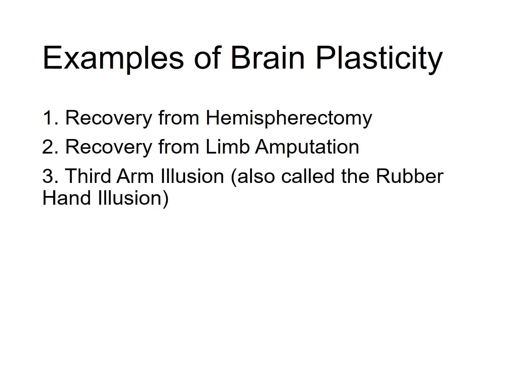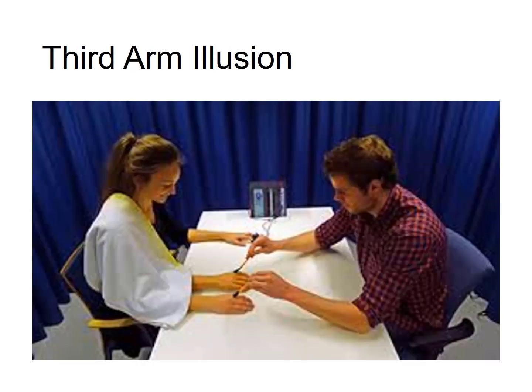A third source of evidence for brain plasticity is the third arm illusion, also called the rubber hand illusion. There are several links on Canvas that illustrate the third arm illusion. The image you see here is an example setup in which the third arm illusion can occur. The important point to keep in mind is what's changing during the third arm illusion for the participant is their body image, how they assign incoming feelings to various body parts.